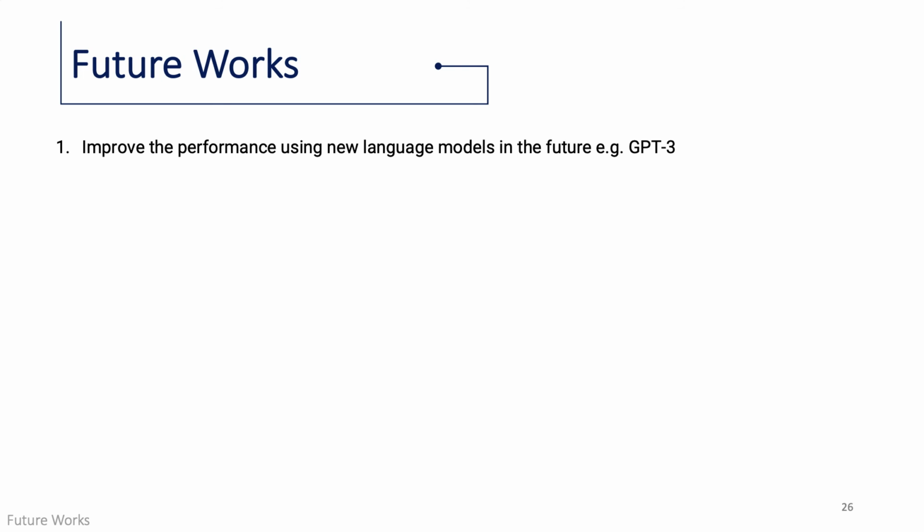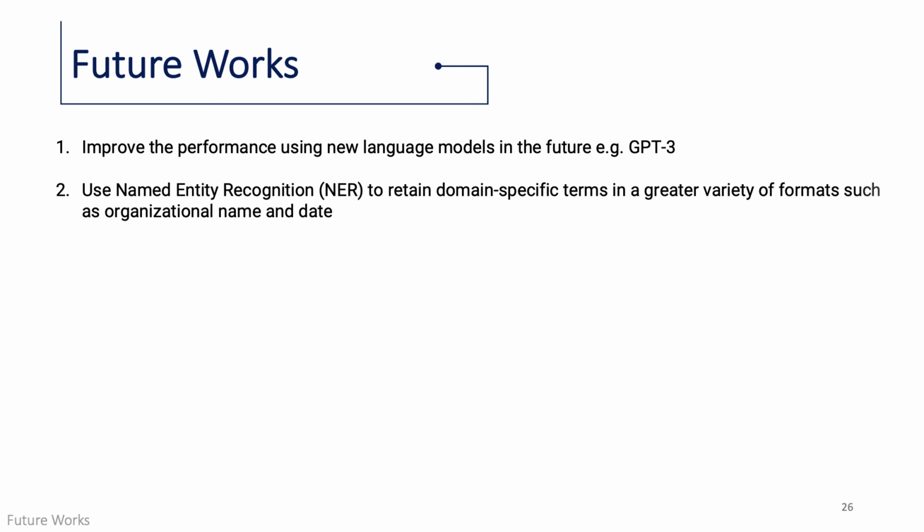While we have done our best to design and implement this system with the limited resources we have, this project is by no means perfect and can possibly be improved in the future through these 4 ways. Firstly, we can improve the performance using new language models introduced in the future. An example is the recently introduced GPT-3. Secondly, we can use named entity recognition, in short NER, to retain domain-specific terms in a greater variety of formats such as organizational names and dates.